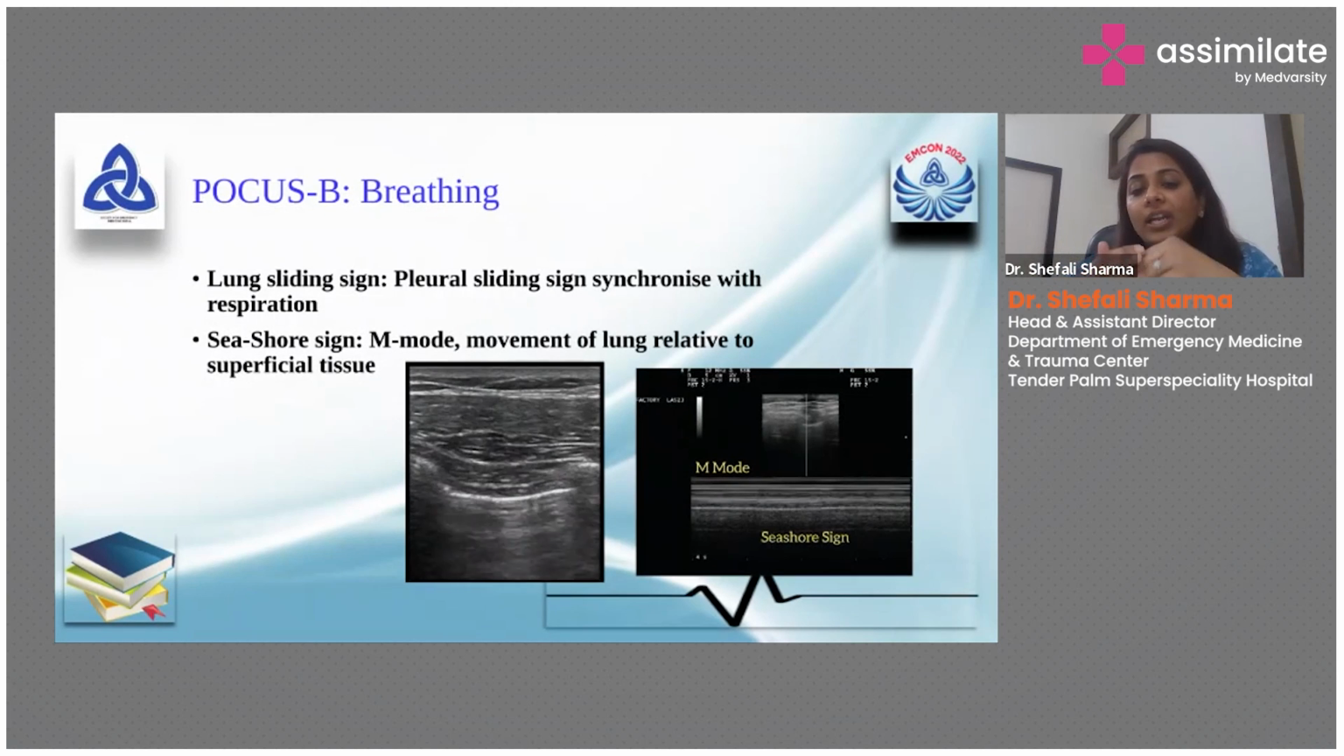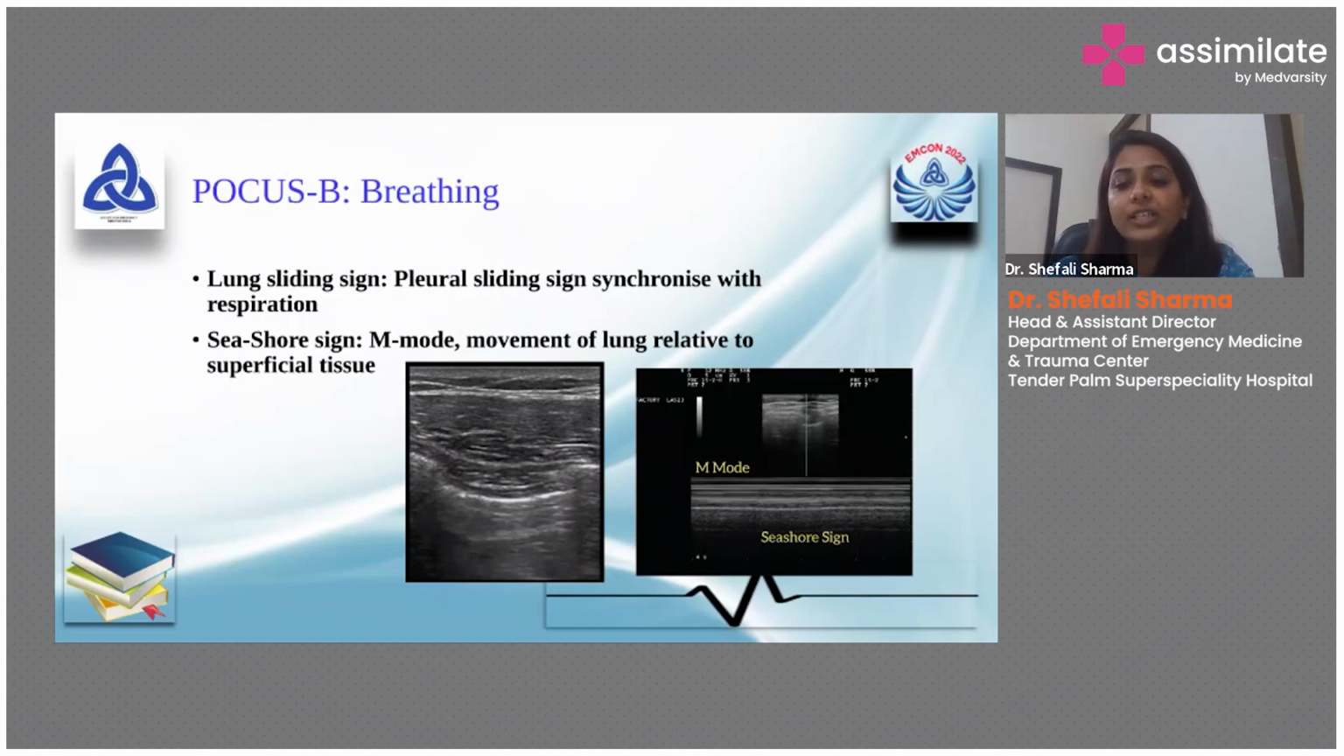So in a normal lung, when there is no collection of fluid between the visceral and the parietal pleura, no pleural effusion, and no pneumothorax, you should get a lung sliding sign, that the parietal pleura slides over the visceral pleura. And when you convert it to M mode, you get a seashore sign: the horizontal lines, and then a granular picture which depicts the lung parenchyma. So these two are normal for the normal lung.